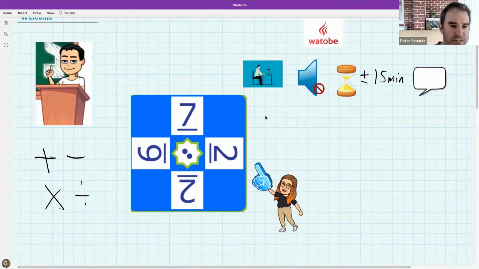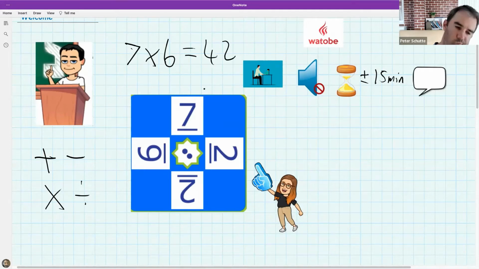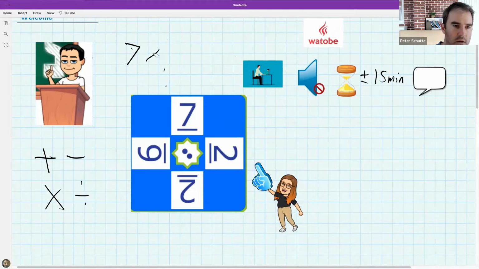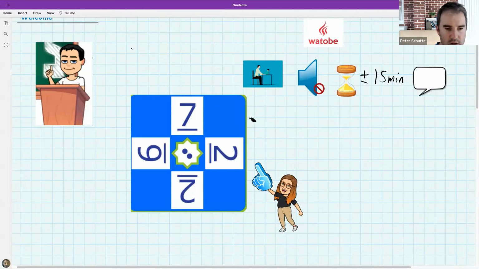Can anybody figure out how to get to 24? Let me try. 7 times 6 is 42, divided by 2 is 21. And then 21 plus 2 is 23. Okay, so I don't quite get there. I've used all the numbers, but I come up short. I don't get to 24. Can anybody get to 24?